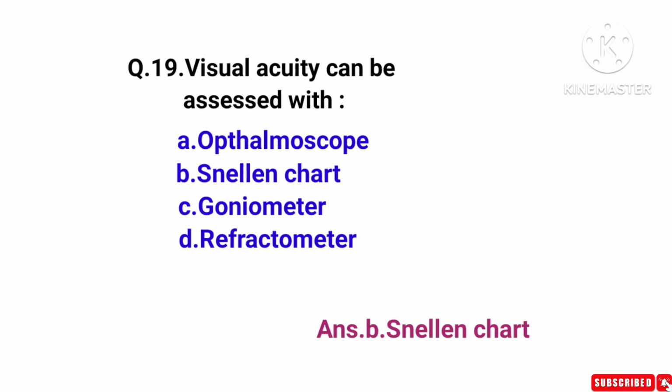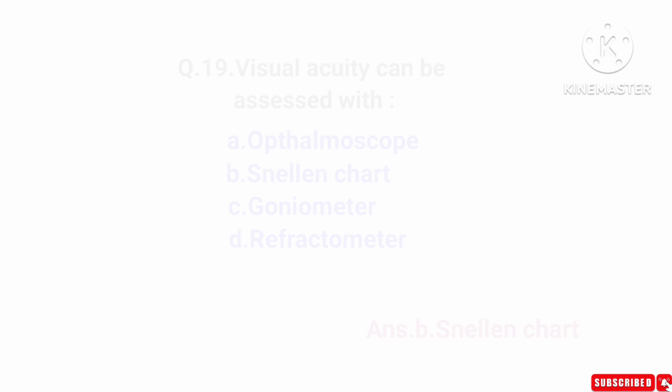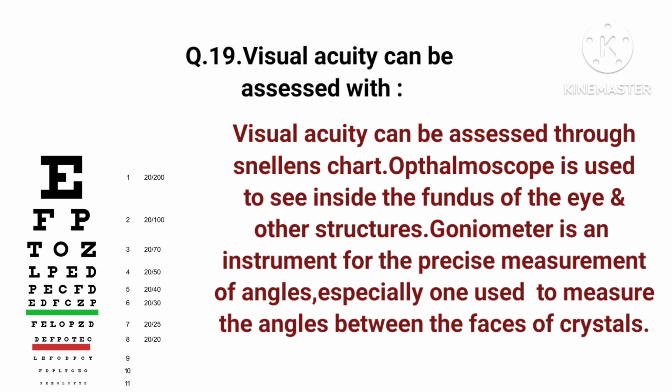Visual acuity can be assessed with ophthalmoscope, Snellen chart, goniometer or refractometer. And here the right answer is option B, Snellen chart. Visual acuity can be assessed through the Snellen chart. Ophthalmoscope is used to see the inside, the fundus of the eye and other structures. Goniometer is an instrument for the precise measurement of angles, especially one used to measure the angles between the faces of crystals.